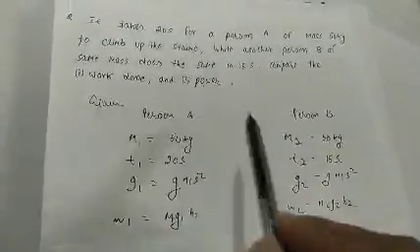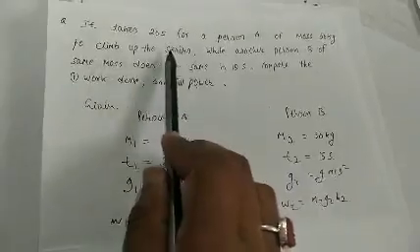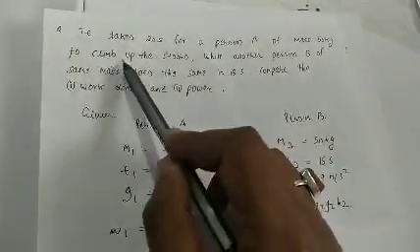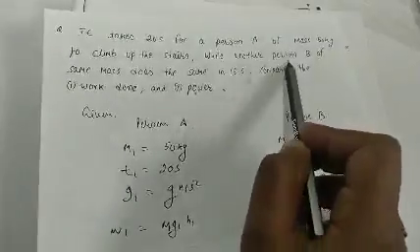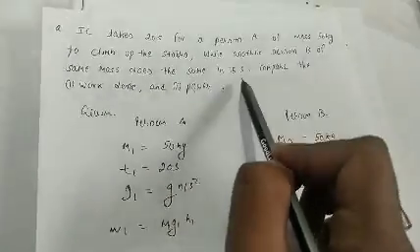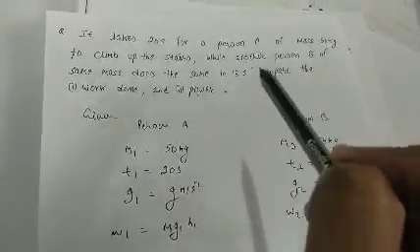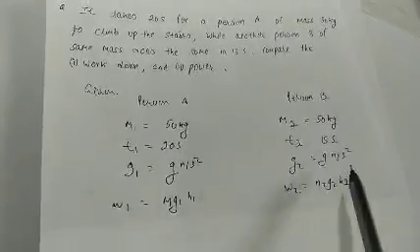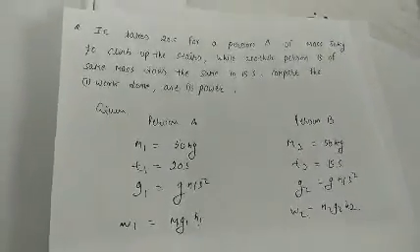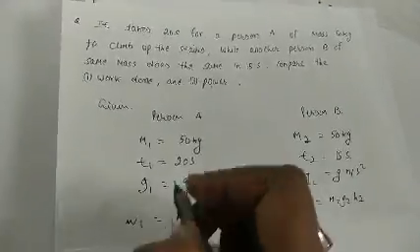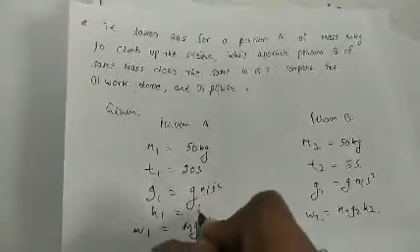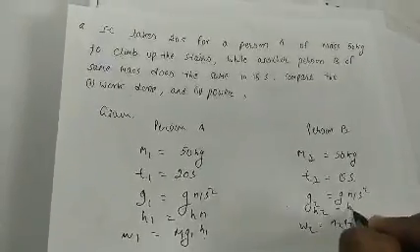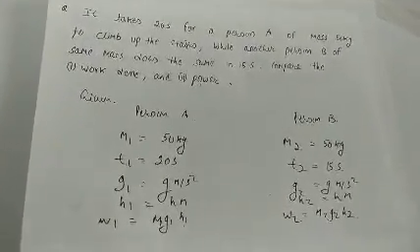Now one more thing we have to assume here. Let's read the question once again. It takes 20 seconds for a person A of mass 50 kg to climb up the stairs, while another person B of same mass does the same in 15 seconds, which means they are climbing up the same height, which means h1 and h2 are same. So let me write here: h1 equals h meter, h2 equals h meter, because both of them are climbing the same height.